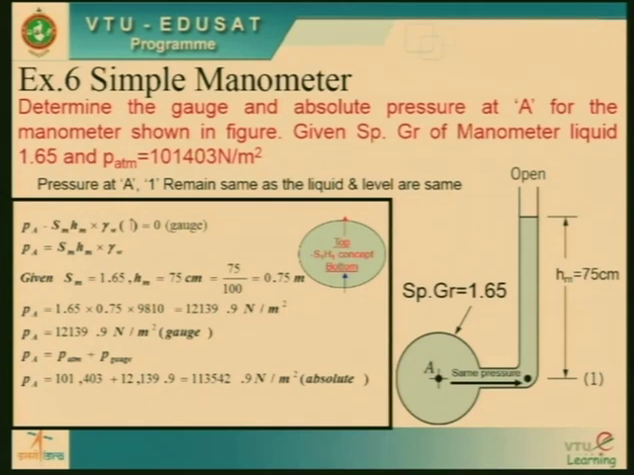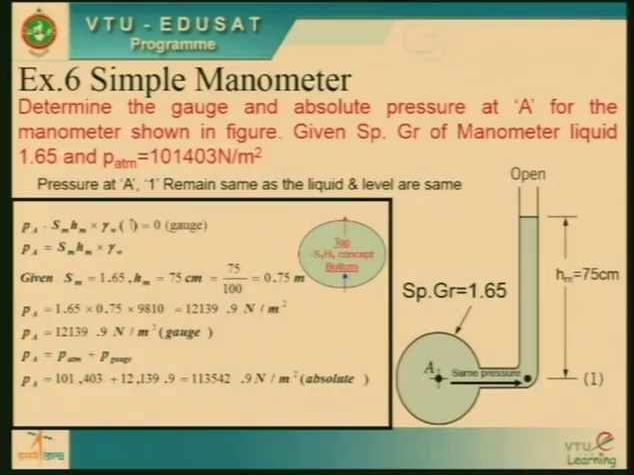Is it okay? So if you see that equation, it is nothing but Pa is equal to Sm into Hm into gamma W, which is nothing but 1.65 into 0.75 into 9810. If you solve that by your calculator, the intensity of pressure at the point is 12,139.9 Newton per meter square. That value is obtained. But this value, which we have obtained by the concept A to A and upwards minus, is a gauge pressure. I am equating it to 0.